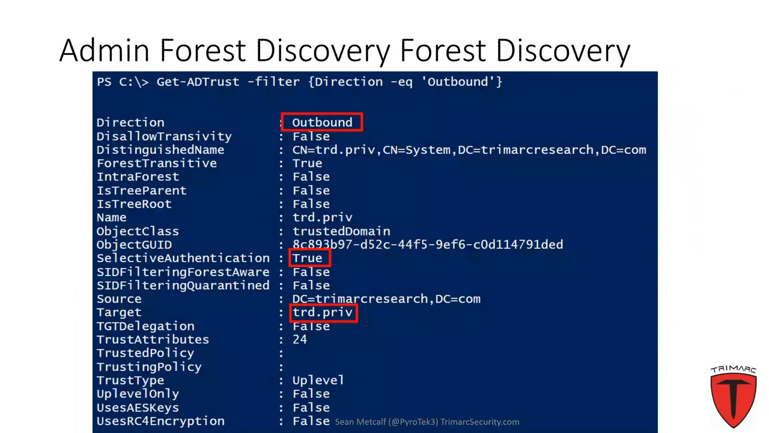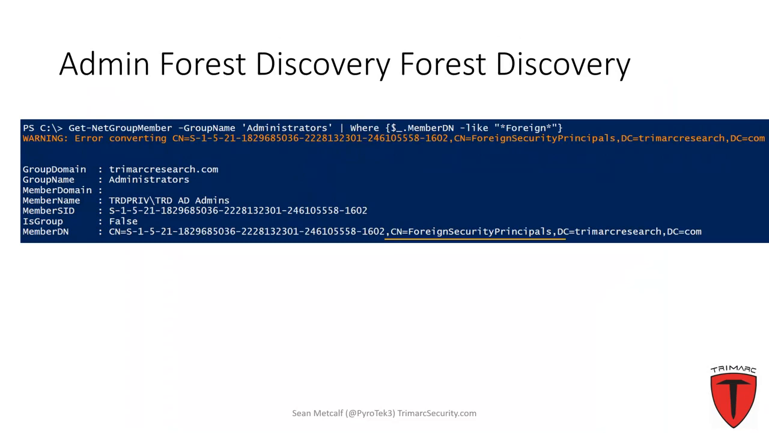So here we can look at the trust configuration using PowerShell. We see selective authentication as an additional security config that's configured here and often used for admin forest trusts. Using PowerShell, we identify there's a foreign security principal, which is simply a user, a computer, or a security group from another forest there.